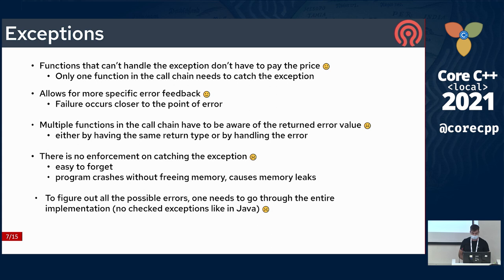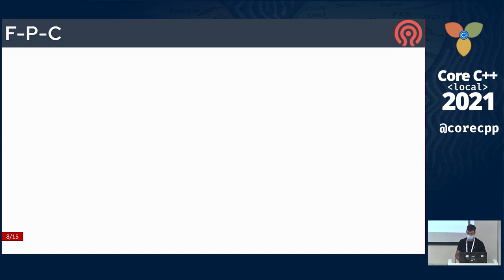But some of the bad things is that there's no enforcement on catching that exception. Again, it can be easy to forget to actually use a try/catch, and that can actually be even more disastrous than forgetting to handle error codes, because if nobody actually catches the exception, then the program can crash and it can cause memory leaks. And once again, it doesn't solve the issue where to figure out all the possible errors, you need to go through the entire implementation, unlike in Java where you have checked exceptions.